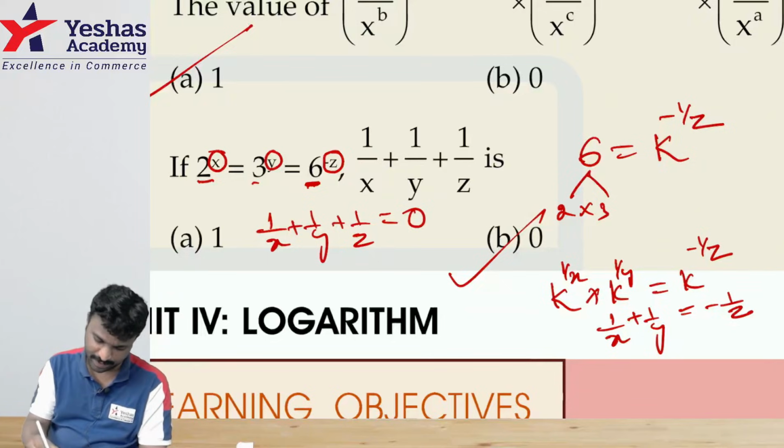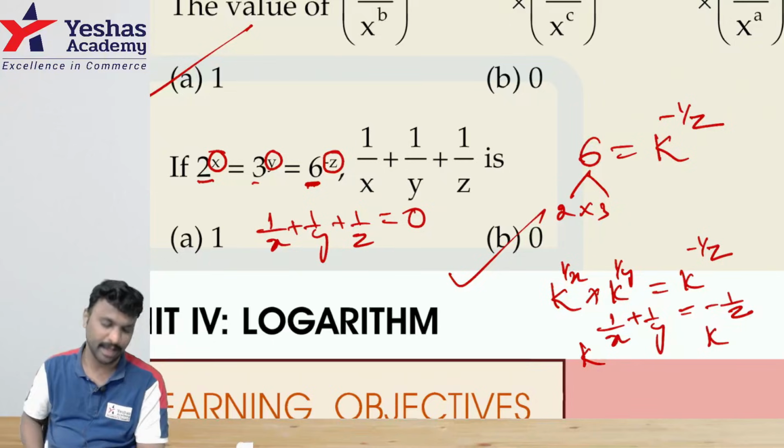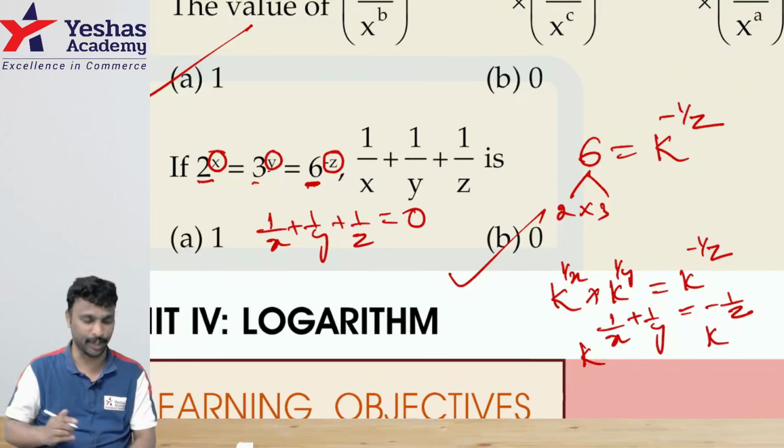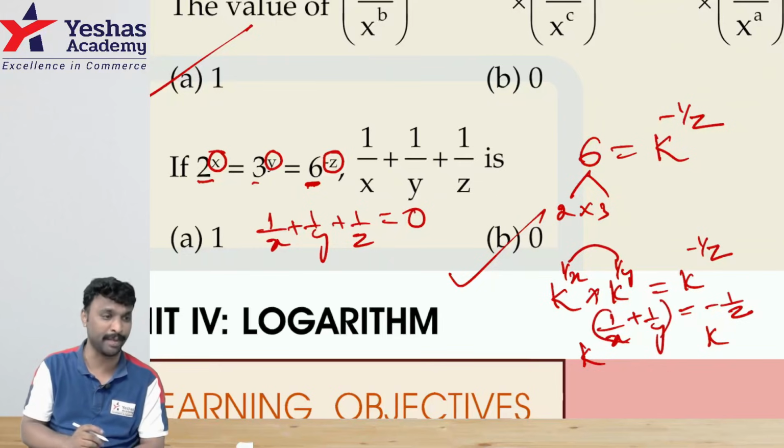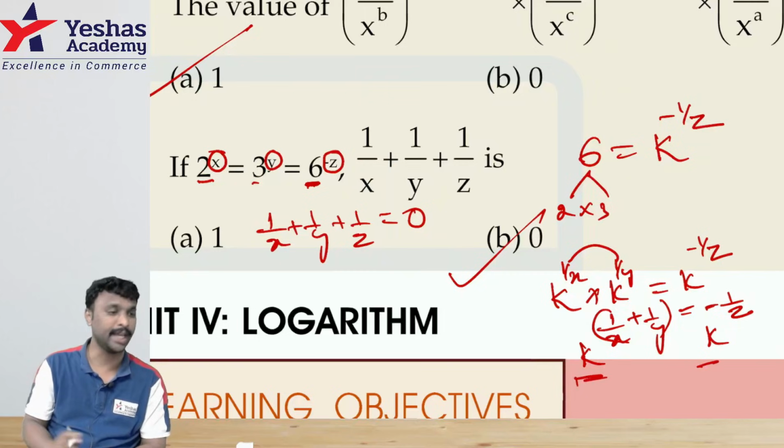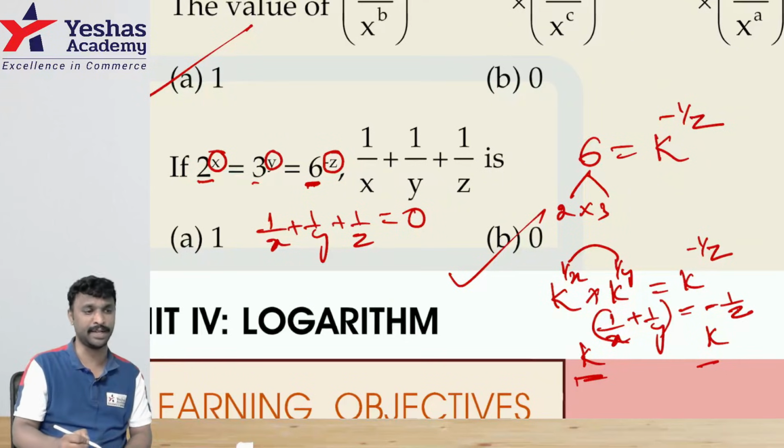All I did was k power 1 by x plus 1 by y. Correct? So powers get added. That's how you get 1 by x plus 1 by y, and k power minus 1 by z. So bases are same. You can equate the powers. So 1 by x plus 1 by y, and minus 1 by z comes to the left hand side, becomes plus 1 by z, and that is equal to 0.